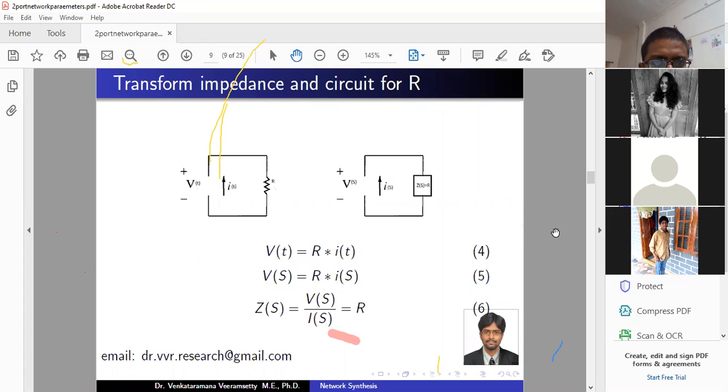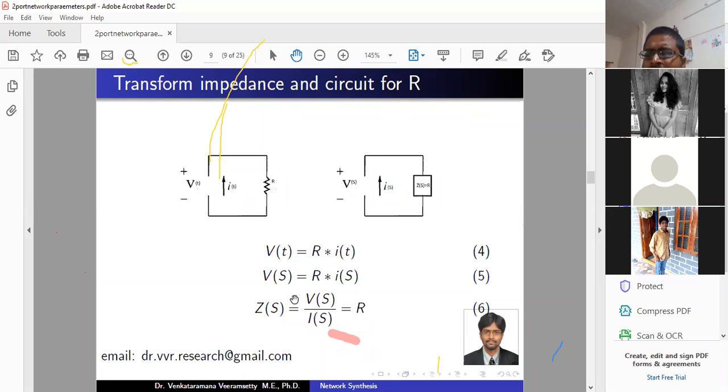Transform impedance means I am trying to transform the circuit in the time domain into the S domain. Generally, we have the circuit in the time domain. I want to transform that circuit into the S domain. For a simple explanation, I am taking the resistance. Here the input voltage is V of t, current is I of t, and resistance is R. If you simply apply KVL, then V of t equals R into I of t, and applying Laplace transform, V of S equals I of S into R.